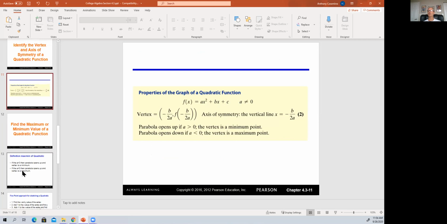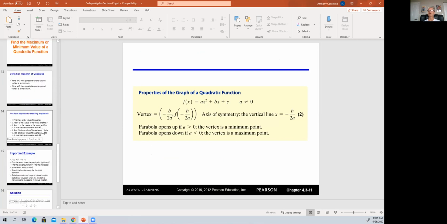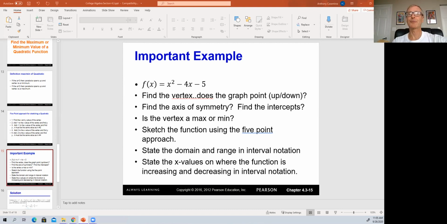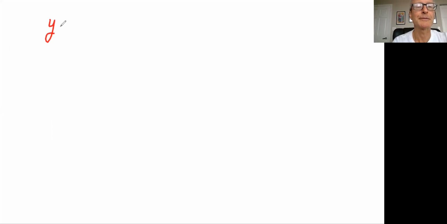And so what we'd like to do now is walk through this particular example. I picked the equation x squared minus 4x minus 5. So let's take a look at this, and let's walk through all these on the whiteboard here. I'm just going to use y equals x squared minus 4x minus 5.